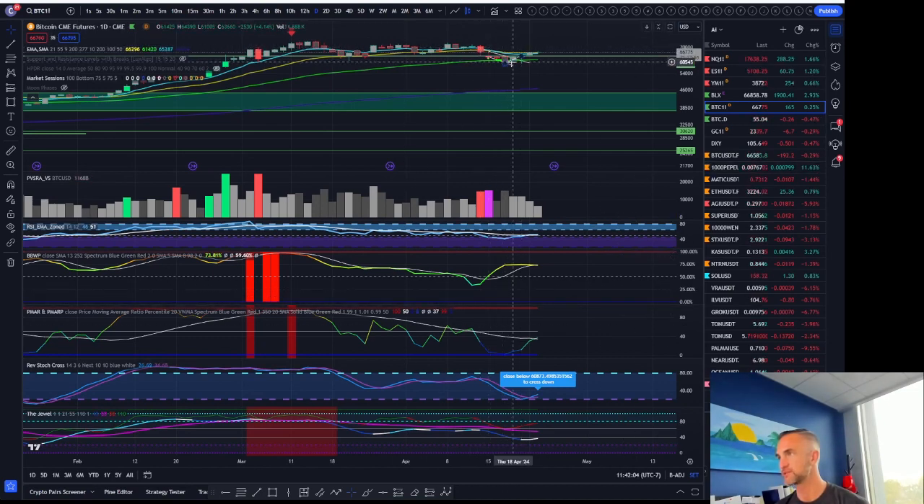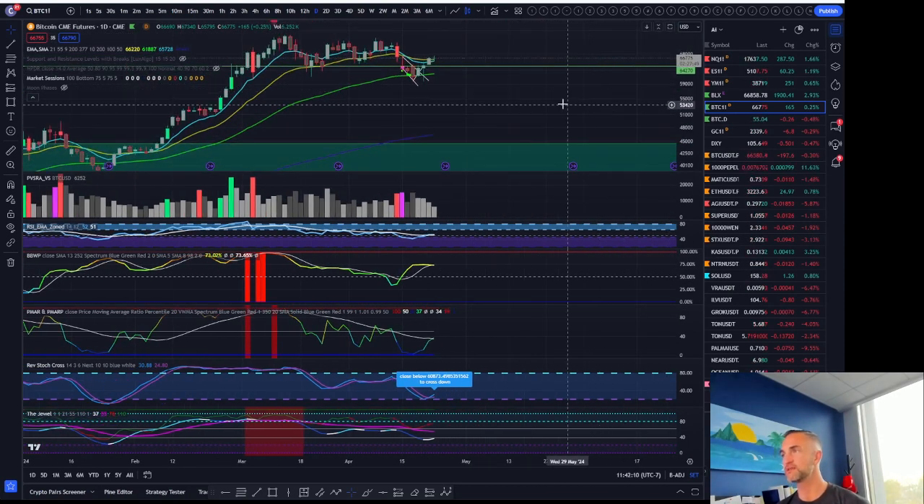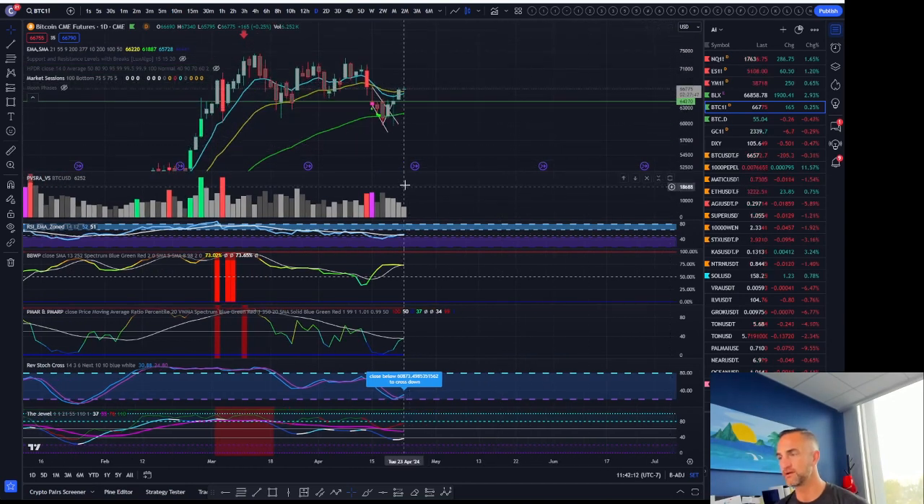Expansion as price went down, and now contraction. We should get a mean reversion of the price, and that's where we're at. We're right in the middle of the range, right in the middle of the range.